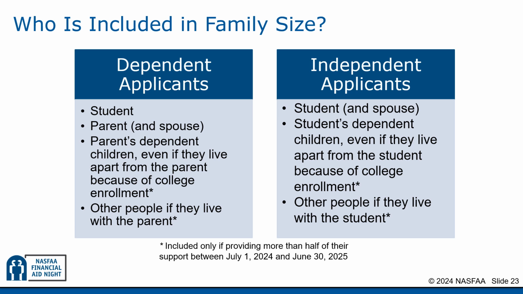For independent students, this is going to be themselves, potentially a spouse, and the student's dependent children, again, even if they are off at college and don't live with them full-time, and then also other people, again, if they live full-time with the student, just like with dependent students.